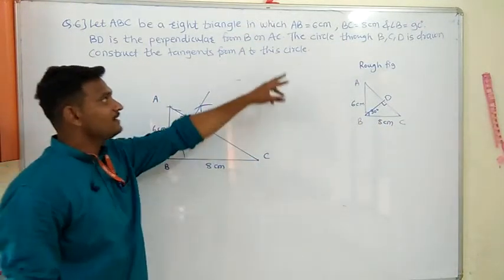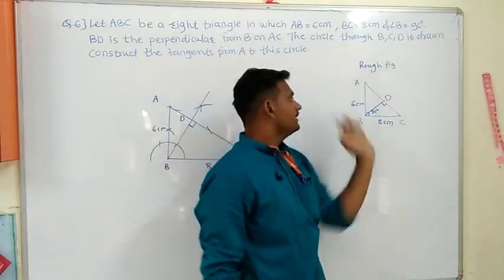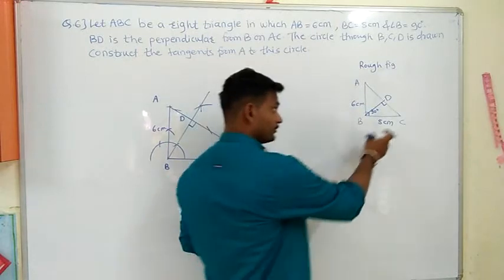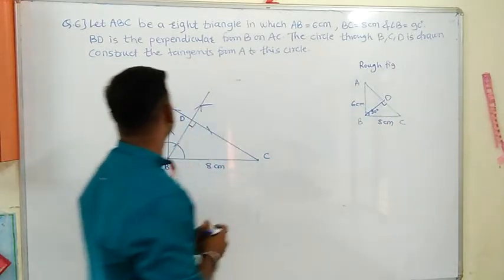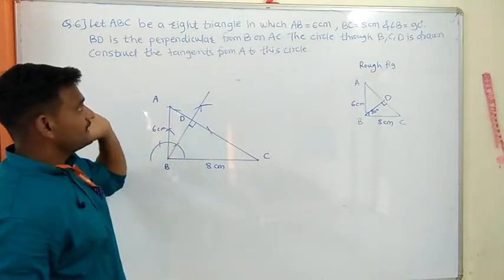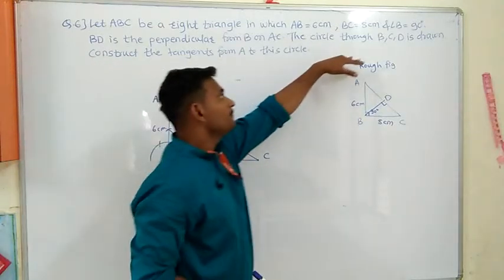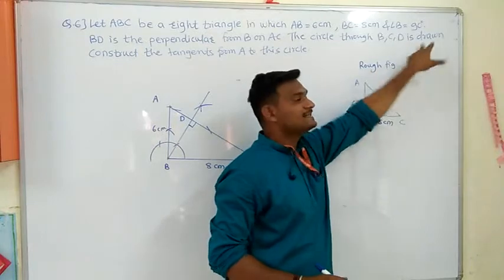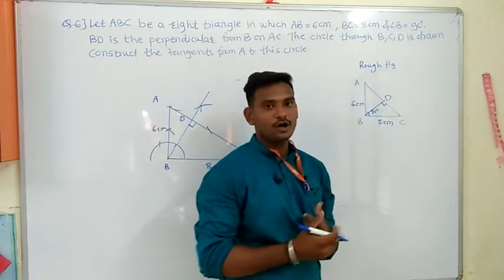Now, what is the next here? The circle through B, C, D. We have to draw the circle through the points B, C, D, which is drawn to construct a tangent from the point A. Okay, this is the next part. First of all, what we have to do? We have to draw a circle through the points B, C, D.